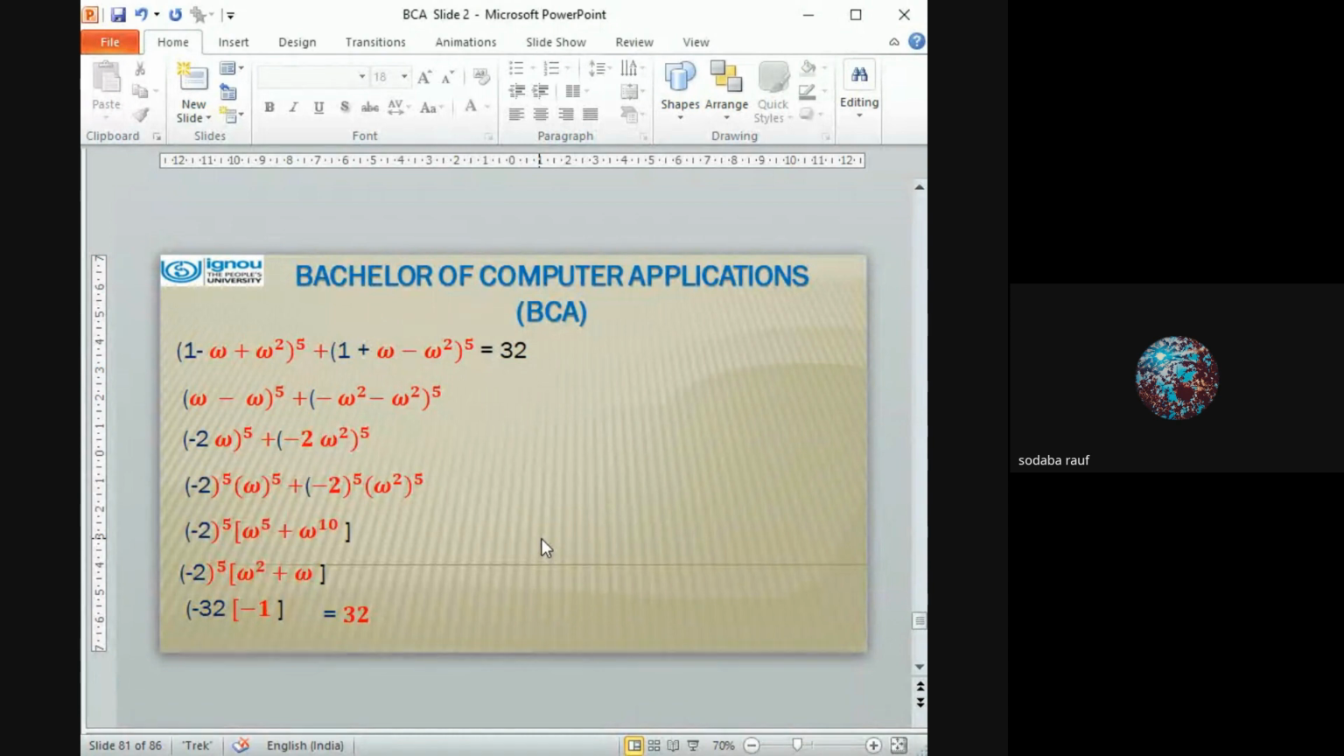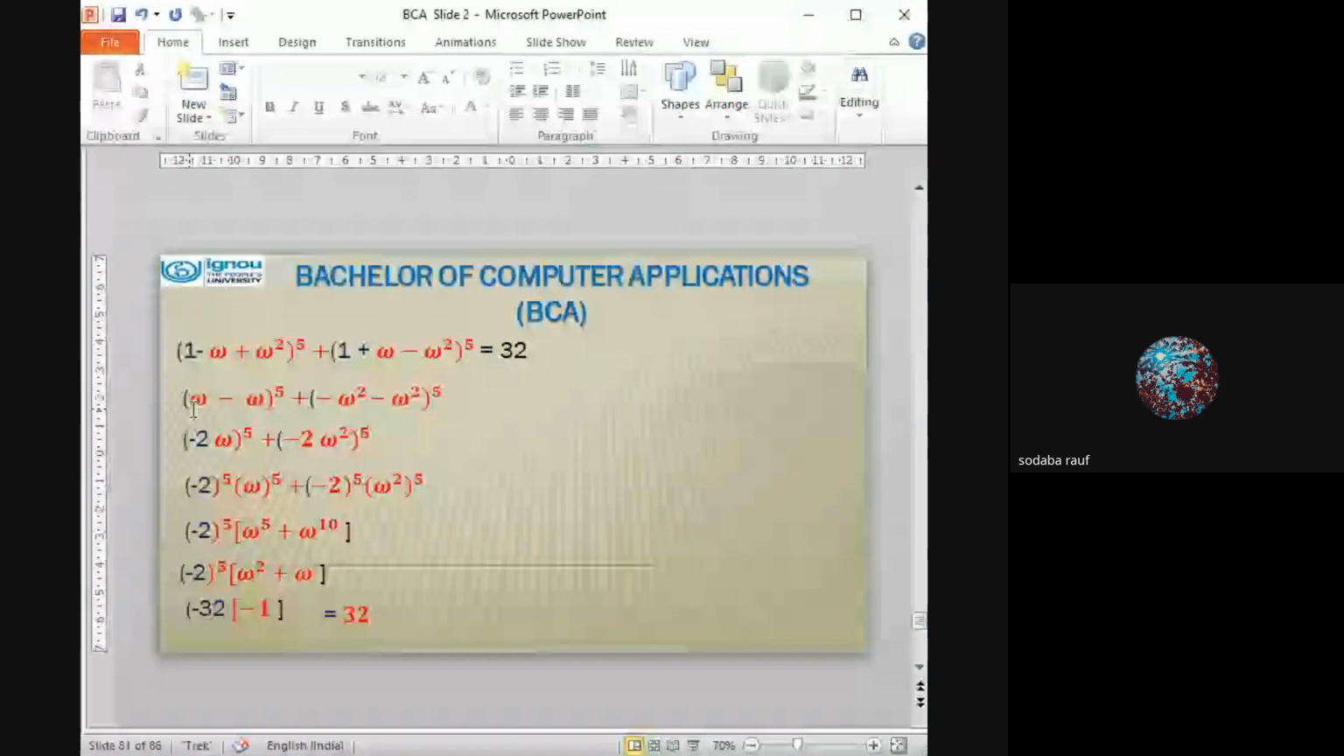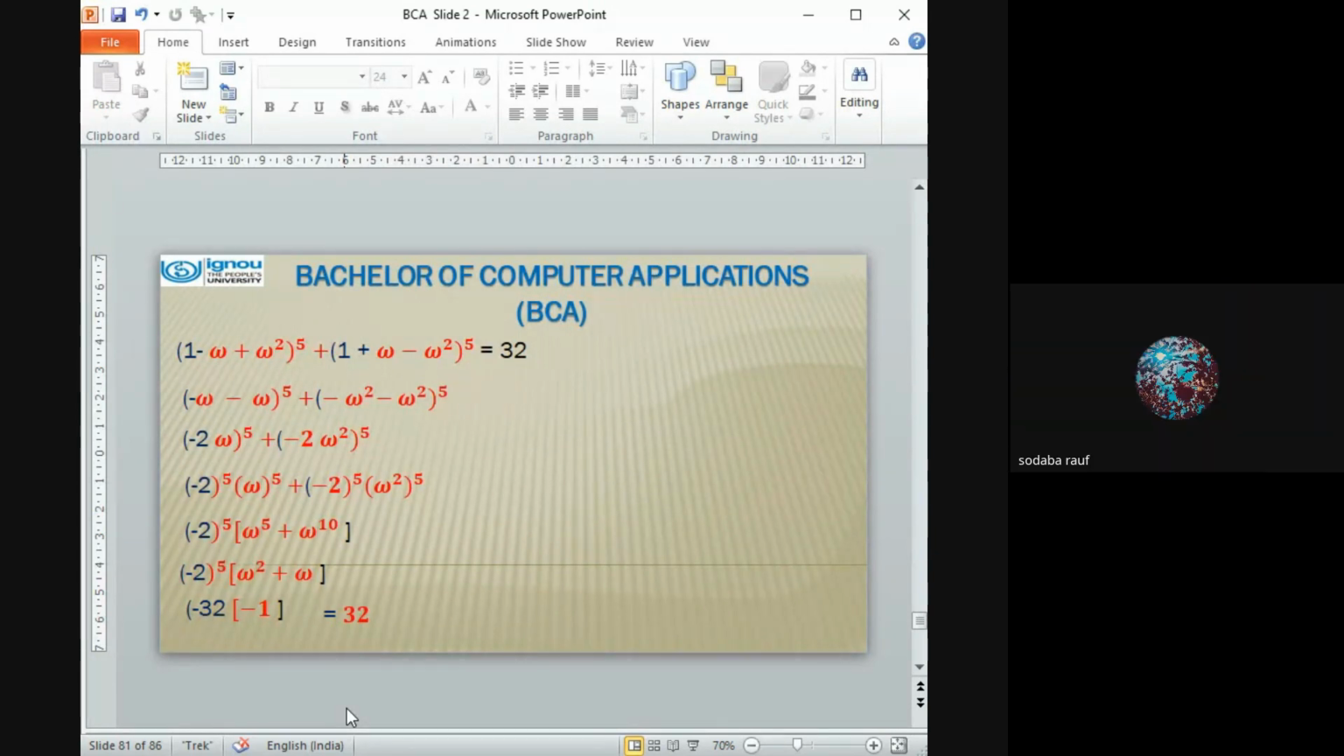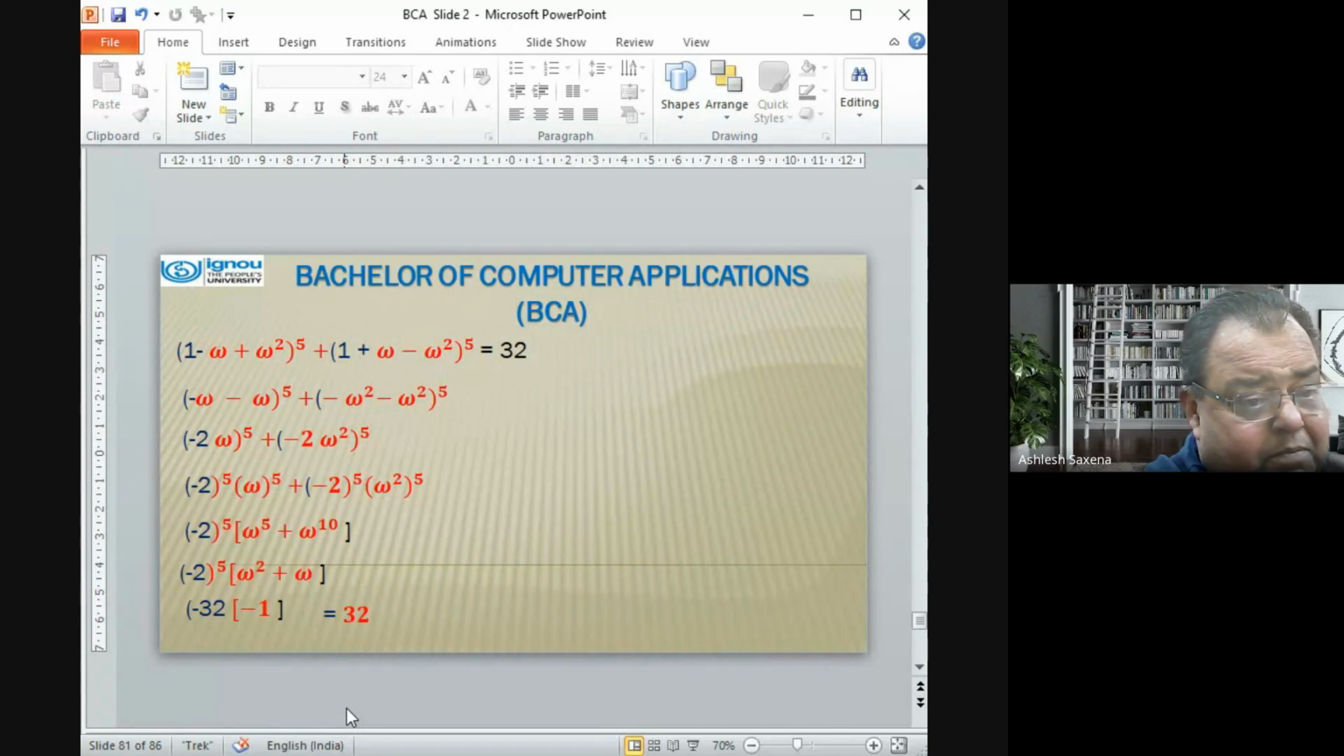minus omega equal to minus 2 omega to the power 5 plus minus omega square minus omega square is equal to minus 2 omega square, but to the power 5, and we can write it in this form: minus 2 to the power 5 and omega to the power 5 plus minus 2 to the power 5 and omega square to the power 5. Between them minus 2 to the power 5 is common, and minus omega to the power 5 plus omega to the power 10, because 2 into 5 equal to 10.